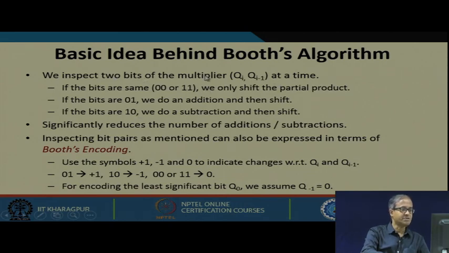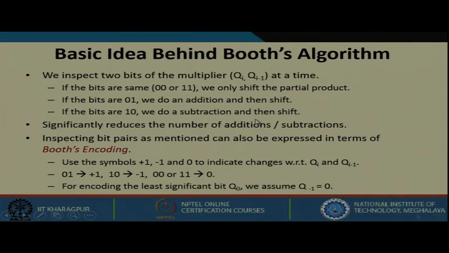Now, the rule of multiplication is very simple. We look at these pairs of bits. If the bits are the same, either 00 or 11, no need to do any addition or subtraction, just only shift the partial product. If the bits are 01, then you do A equal to A plus M, do an addition, and then do a right shift. If the bits are 10, do a subtraction, A equal to A minus M, and then a right shift.